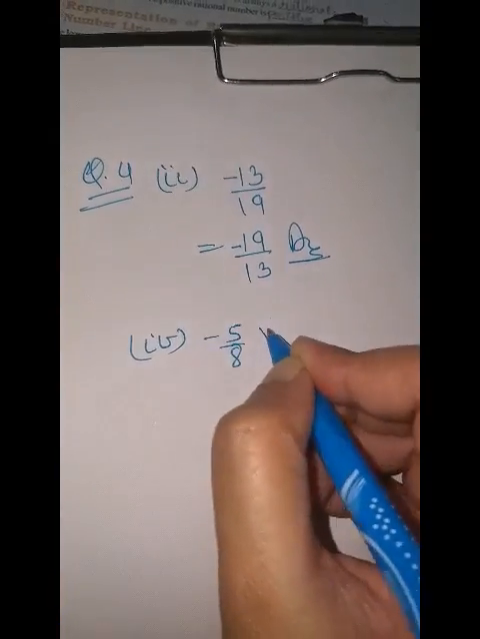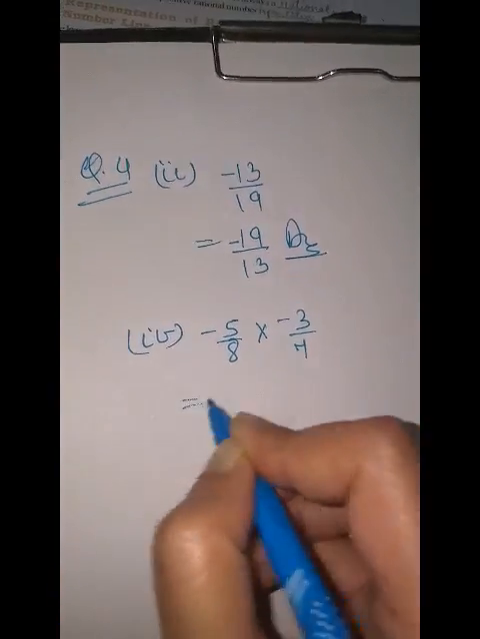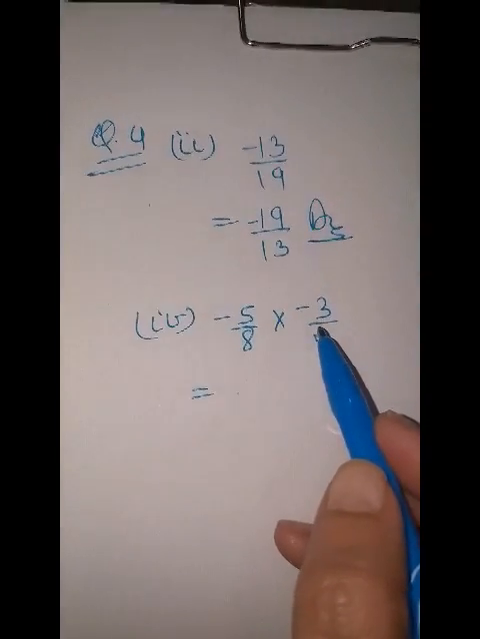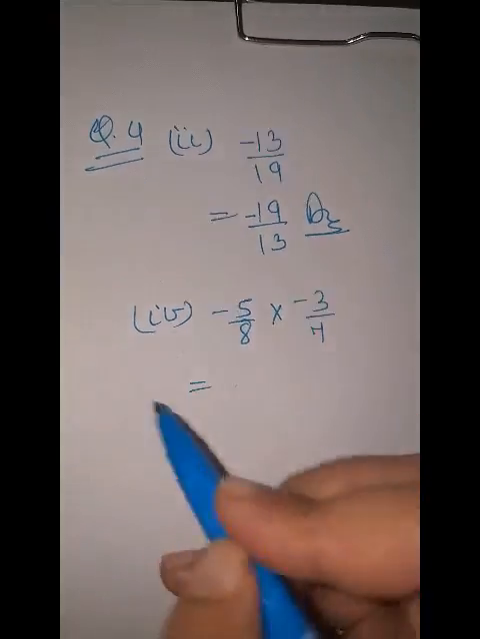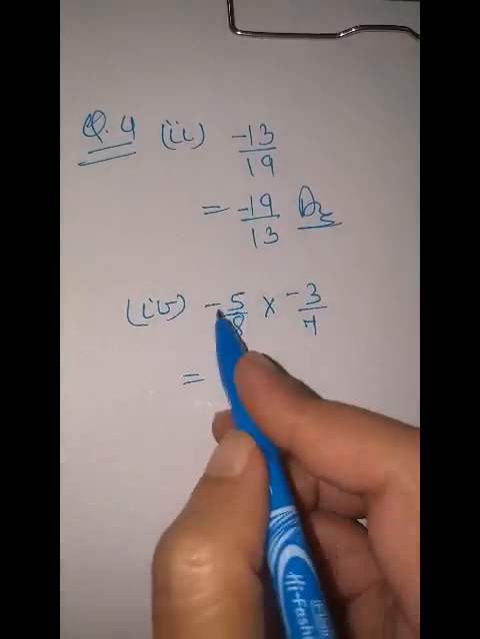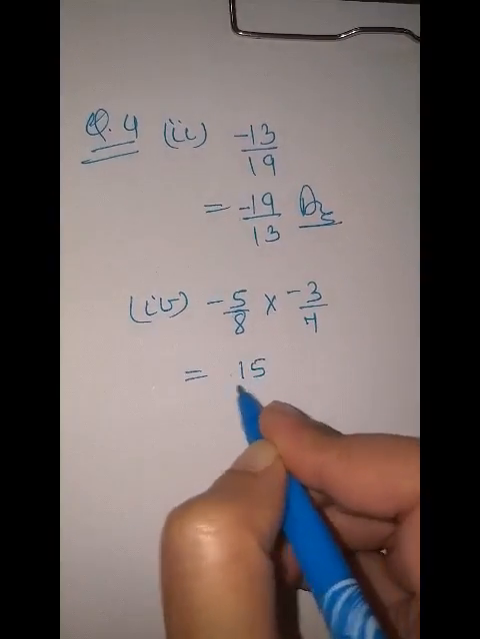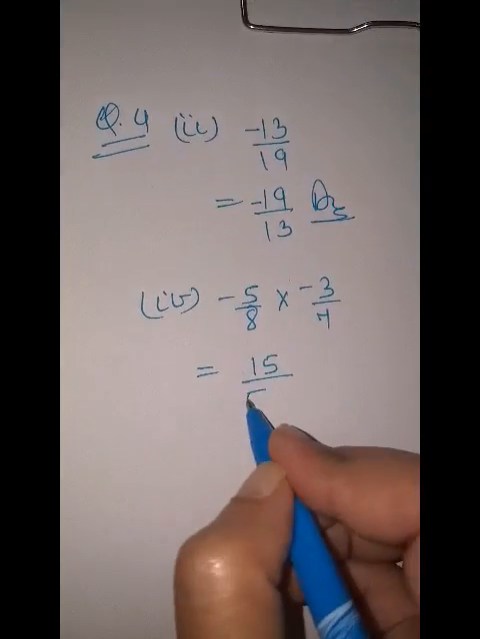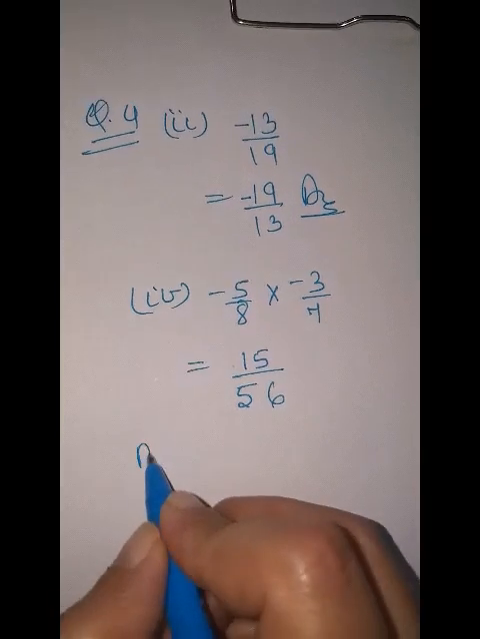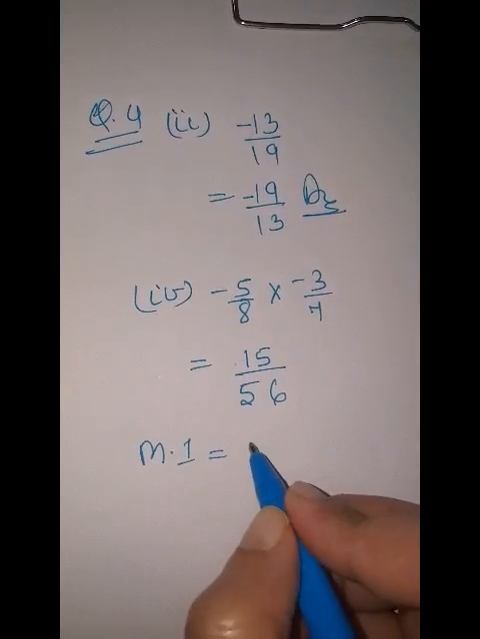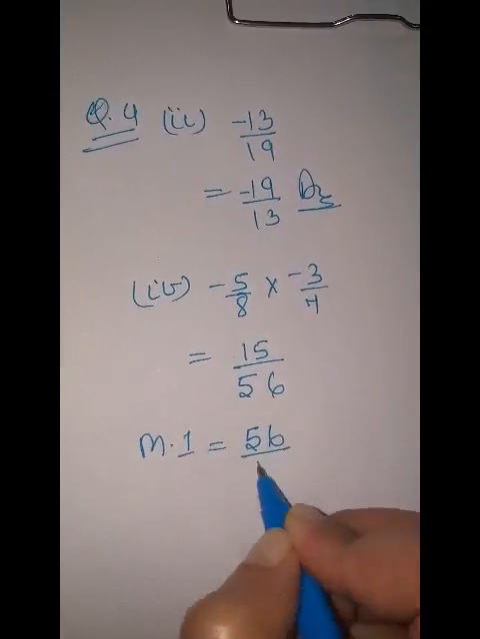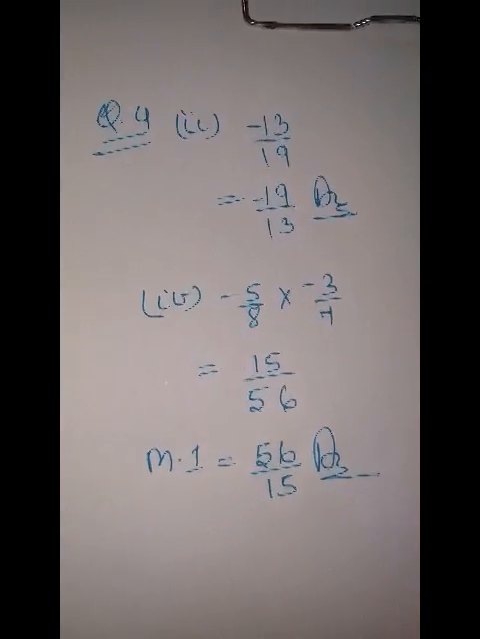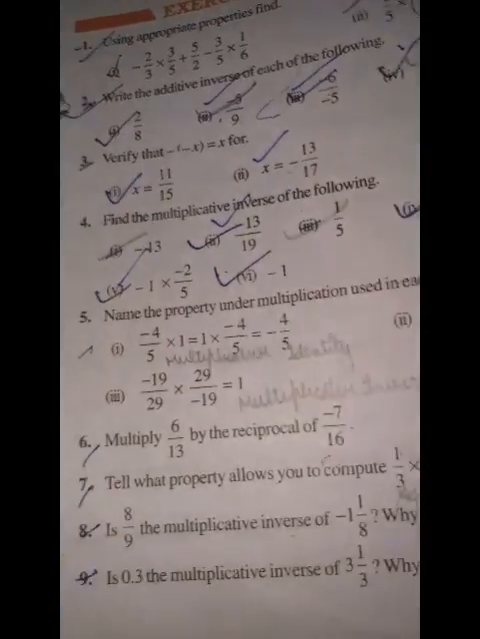The thing is same. Now we are doing the fourth part. Minus 5 by 8 multiplied by minus 3 by 7. So before finding out its multiplicative inverse, first we will solve this question. It will become 15. 3 5s are 15 and minus minus become plus. 8 7s are 56. So its multiplicative inverse is 56 upon 15. This is the answer.